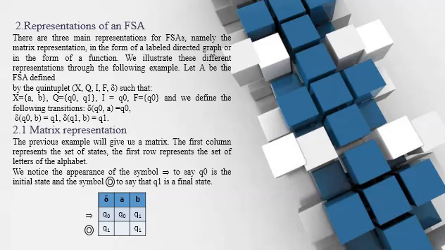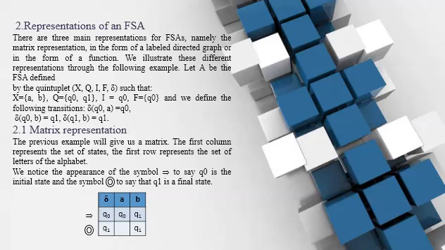Let's pass to the representations of the FSA. There are three main representations for FSAs. The first one is the matrix representation. The second one is in the form of a labeled directed graph, while the third one is in the form of a function. We illustrate these different representations through the following example.